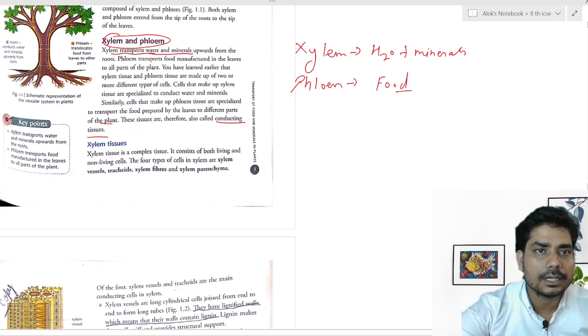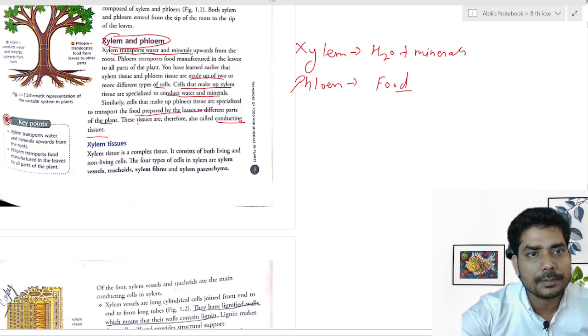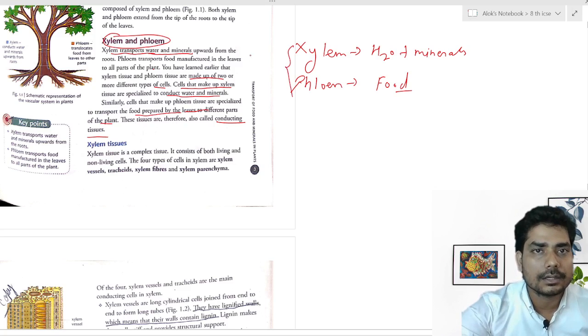You have learned earlier in class 7 that xylem tissue and phloem tissue are made up of two or more different types of cells. Cells that make up xylem tissue are specialized to conduct water and minerals. Similarly, cells that make up the phloem tissue are specialized to transport the food prepared by the leaf to different parts of the plant. These tissues are therefore known as conductive tissues.